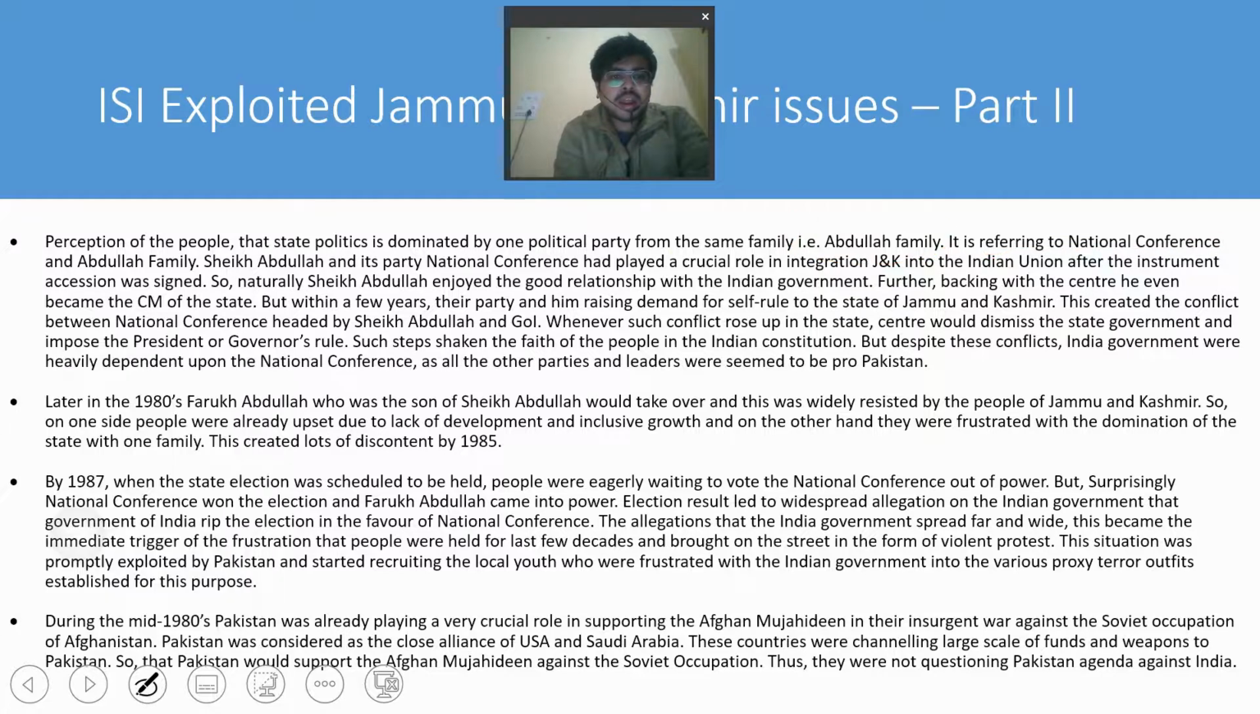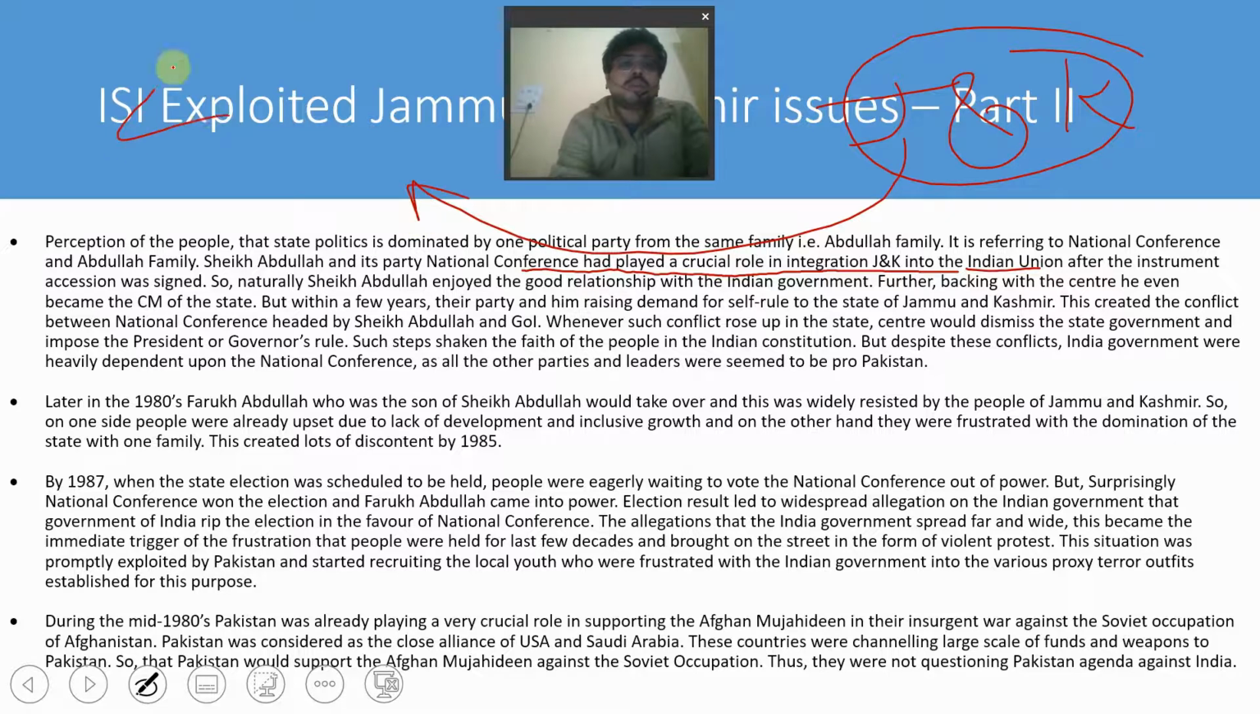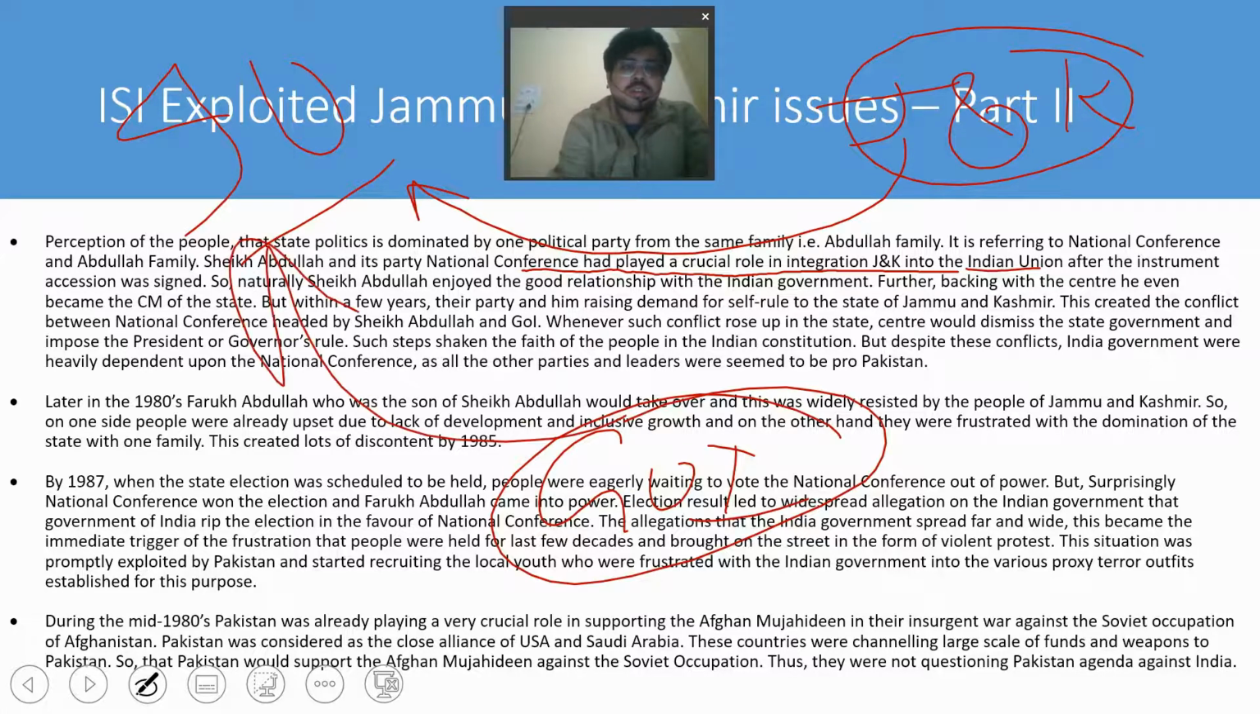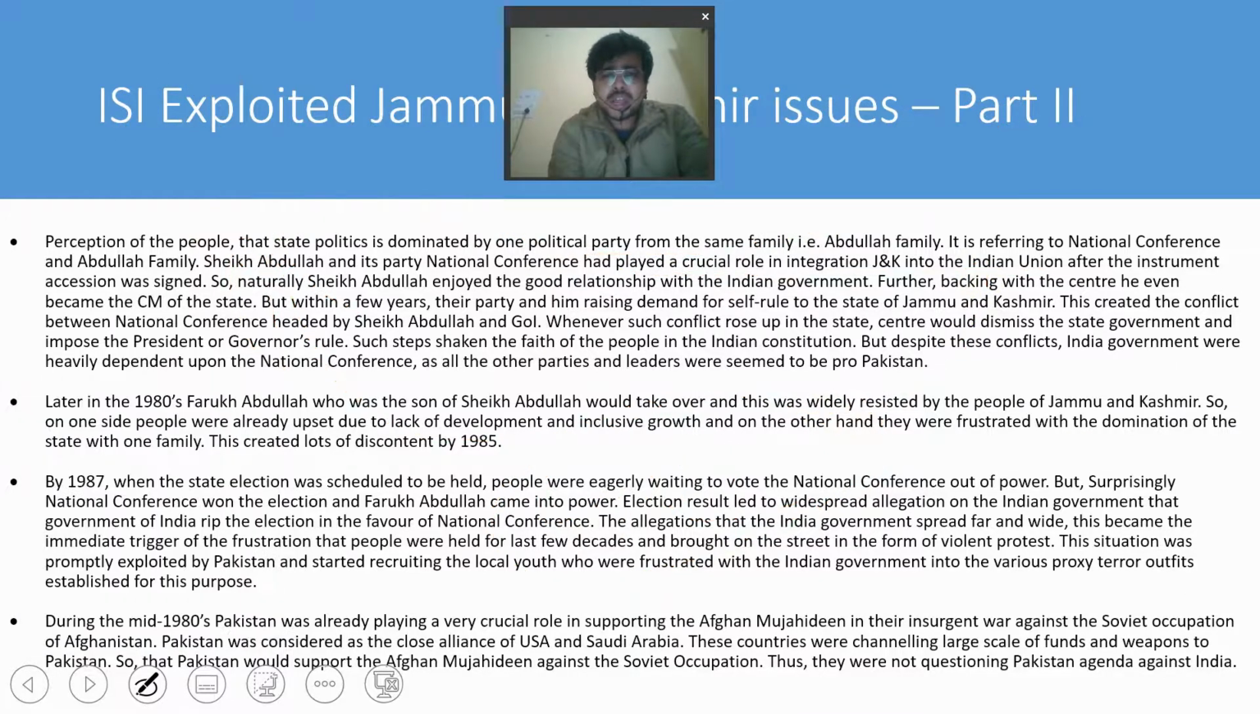So Sheikh Abdullah and his party, the National Conference, had played a very crucial role in the integration of Jammu and Kashmir into the Indian Union. Who played the critical role? This Abdullah family. So that's why the government of India always had a bend towards this Abdullah family. Okay, and these people do not like it, because it is domination.